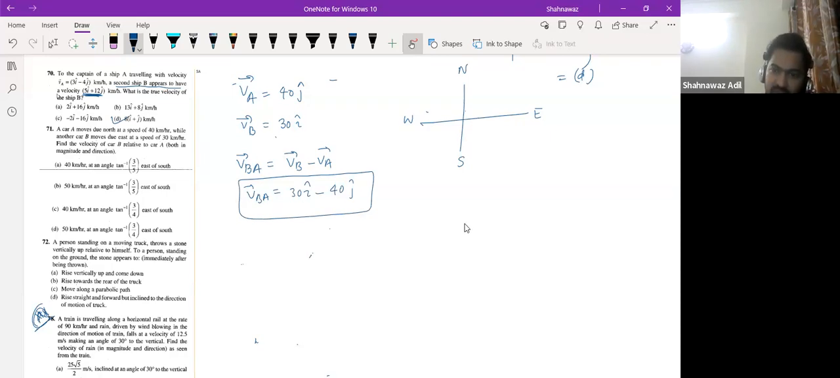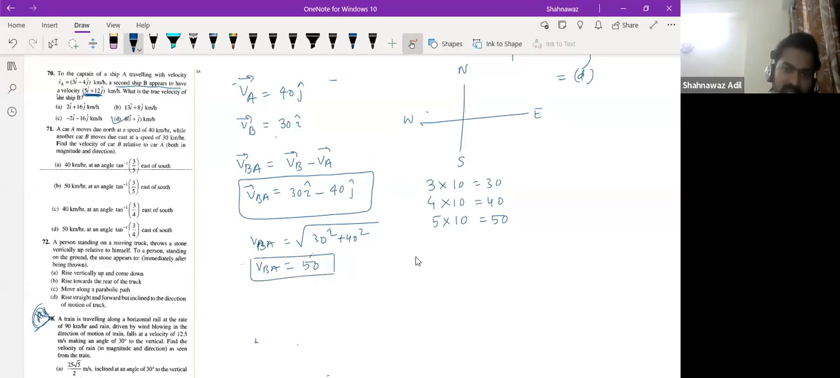To calculate the magnitude, we have to remember the triplet 3, 4, 5. This is into 10, 30. This is into 10, 40. So what would be the resultant? It would be simply 30 square plus 40 square, which would be 50, right? So this is the magnitude. And what would be the direction? So this is ij. So tan theta would be 40 divided by 30. So theta is tan inverse 4 by 3, right?